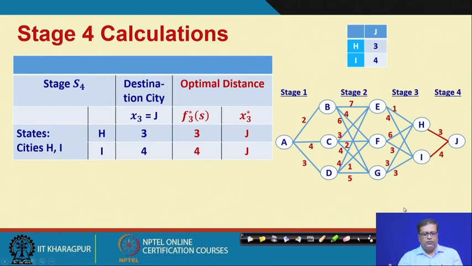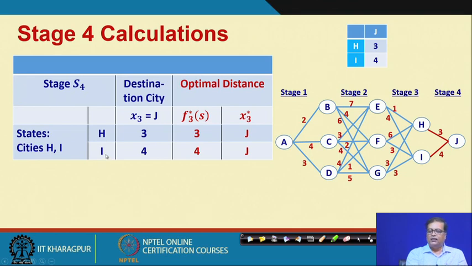So, that is our stage 4 calculations. The stage 4 is very straightforward. For the stage 4 calculations, all we have to do is find out the optimal path from H and I to J, and since this is the last stage, it is very simple. Obviously, from H to J there is only one path and therefore, the optimal is 3, and from I to J there is only one path. So, optimal is 4. So, the destination city is only one. So, x 3 equal to J.